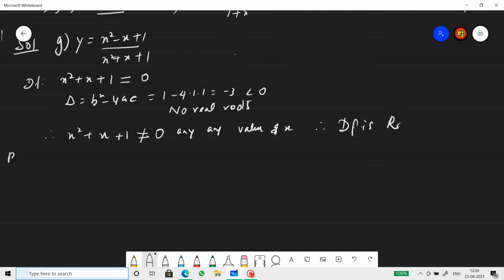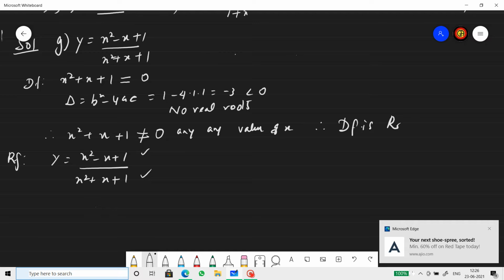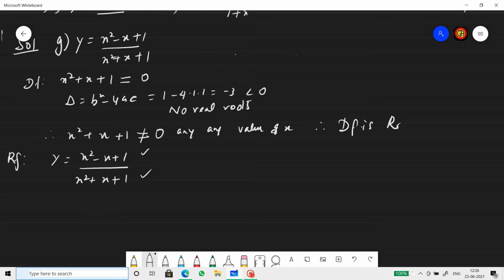Range of the function. Range, y equals x square minus x plus 1 by x square plus x plus 1. Now, again I'm saying, try to simplify if it is possible. Imagine if these were two quadratic equations which have some common factors. Then please factorize, cancel the common factor and then find the range. Otherwise, if you can't cancel, then only you should take the denominator to the left side. Don't forget this.